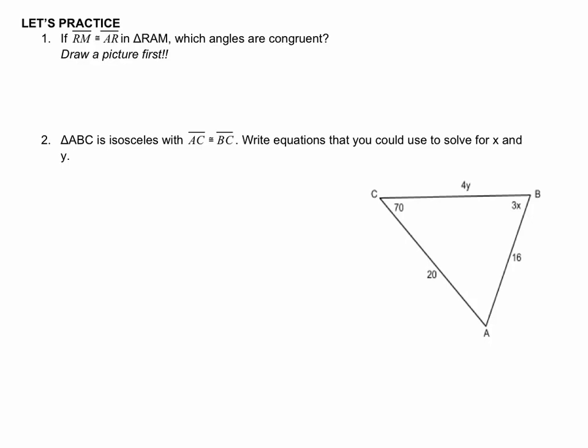Okay, let's do some examples here to use what we just learned. So number one, if RM and AR are congruent in triangle RAM, which angles are congruent? The best thing to do here is to start by drawing a picture. So I'm going to draw my triangle RAM, okay, and I'm going to label each of my angles. And then I'm going to draw tick marks to mark my congruent sides. I know that side RM is congruent to side AR. So that's those two sides right there.